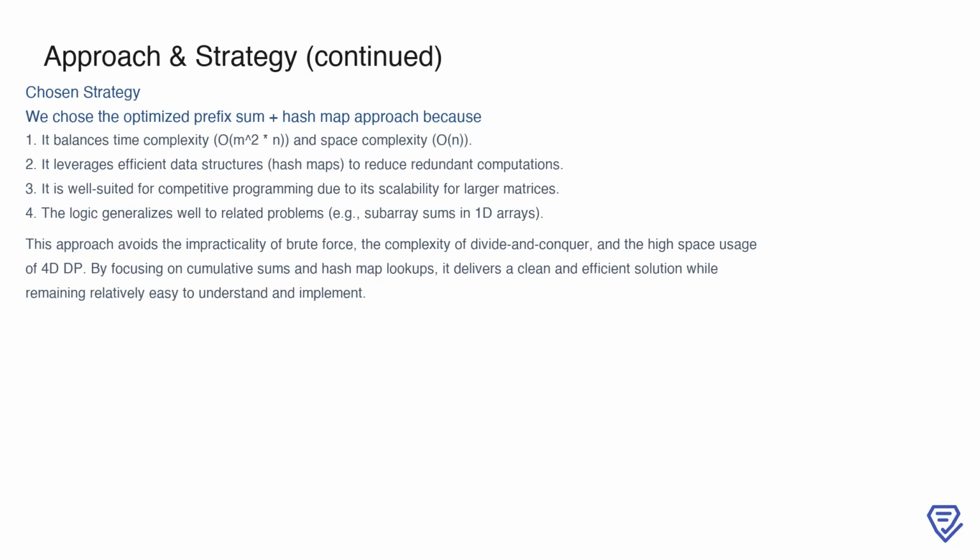Ultimately, the chosen strategy is the optimized approach that combines prefix sums with hash maps. This method strikes the right balance between time and space complexity, achieving O(m² * n) for time and O(n) for space. By leveraging hash maps to eliminate redundant computations, it ensures the solution remains efficient even for larger matrices. Additionally, this approach is highly scalable, making it an excellent choice for competitive programming.